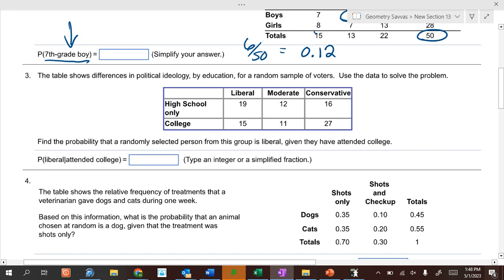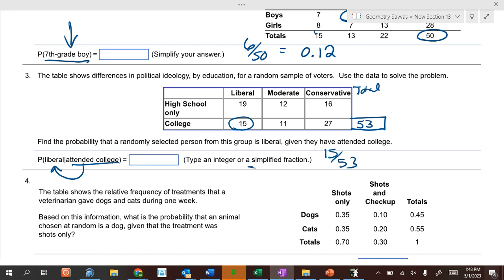On this one, attended college is a liberal. Okay, that has a line in it, so you're only looking at those that attended college. Well, what's the total for attended college? It doesn't have a total column here. So we got to figure out the total. 15 plus 11 is 26, plus 27 is 53. Liberals is 15. 15 out of 53. Simplified fraction. Hey, that's already a simplified fraction. It can't go down any further.